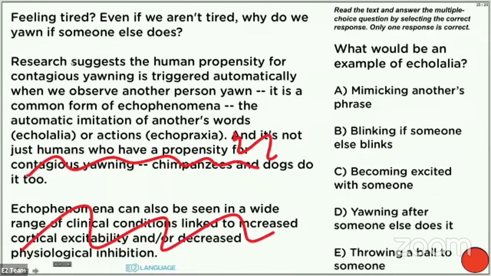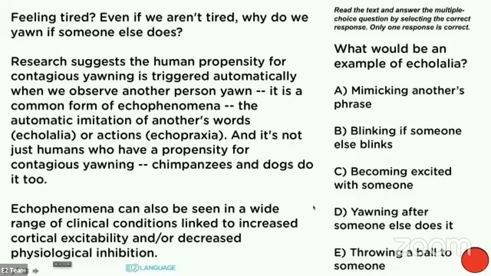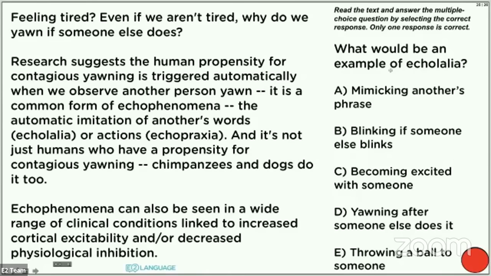Really, we care about from here to here. I'm sorry, that's too messy. I'll just leave it. So, echolalia, it says the automatic imitation of another's words, echolalia, or actions, echopraxia. But we're focusing on echolalia, so let's have a look. So the imitation of another's words, mimicking another's phrase. Well, that looks good to me. Let's eliminate the rest just to be sure.